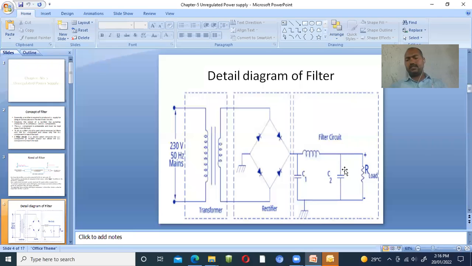Again, this is a capacitor. If it contains some AC component, meaning if it remains, in that case that should go towards the ground, and only pure DC comes across your output. That's why this type of filter configuration is called pi.